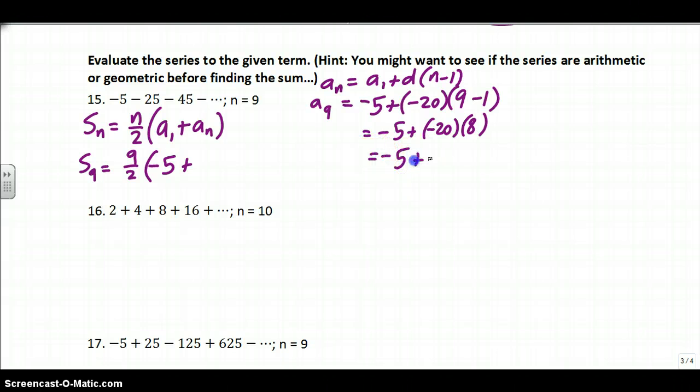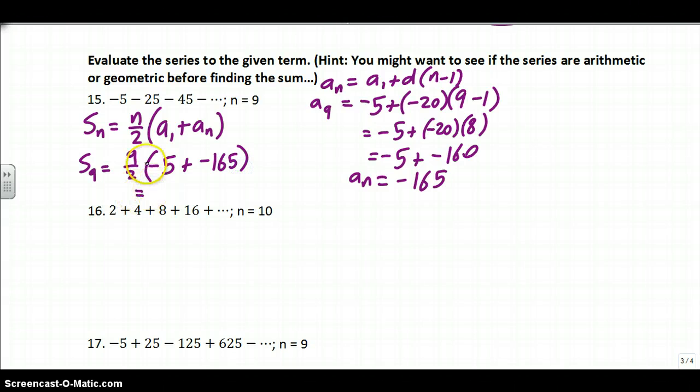It'll be negative 5 plus negative 160. So that means the ninth term is negative 165. You could check it if you don't believe me. Keep subtracting 20 9 times, right? You get negative 165. It'll take too long if you do that, though. Okay? So anyway, this negative 165 is an.